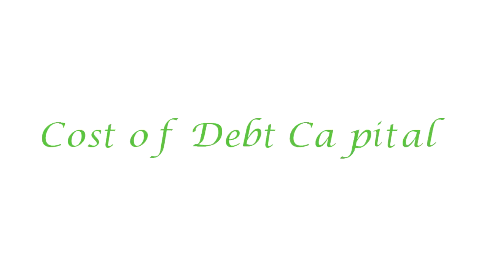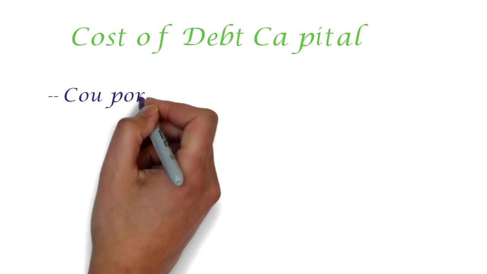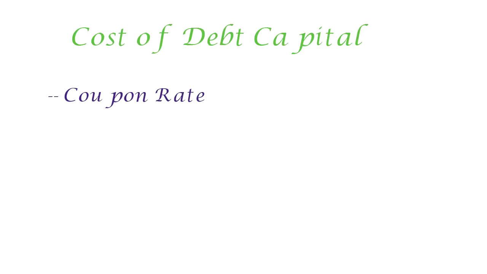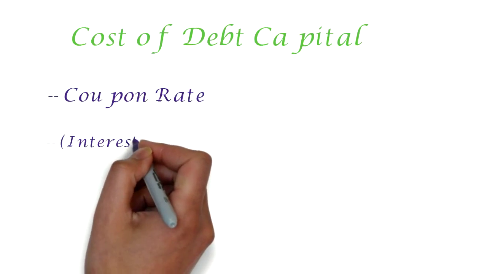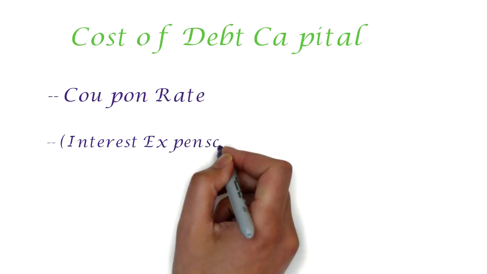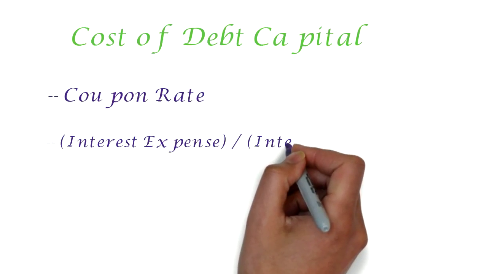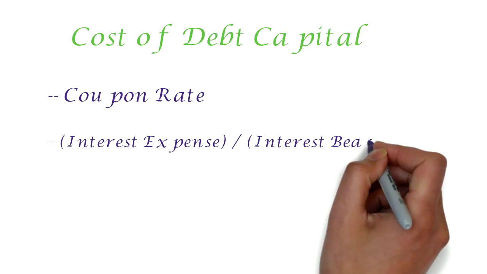The cost of debt capital is usually reported in the financial statements or can be computed using the stated coupon or interest rate on the debt instrument along with the fair value of the debt instrument that is either recorded on the balance sheet or disclosed in its footnotes. We can also calculate cost of debt by dividing interest expense from the income statement by the amount of interest-bearing debt from the balance sheet.